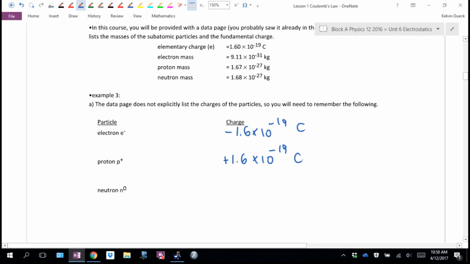The symbol for a neutron, n0, what's the charge on a neutron? As a number.